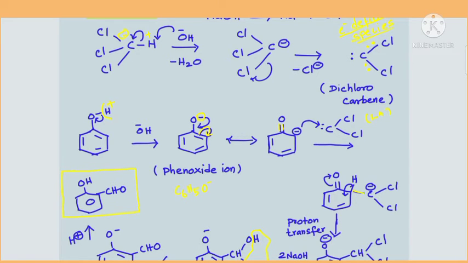It forms a new bond. So this carbon is getting electron from this benzene ring carbon, so it will get a negative charge. Now this will result in formation of this species. And here we have a hydrogen atom also. Here you have a hydrogen also.